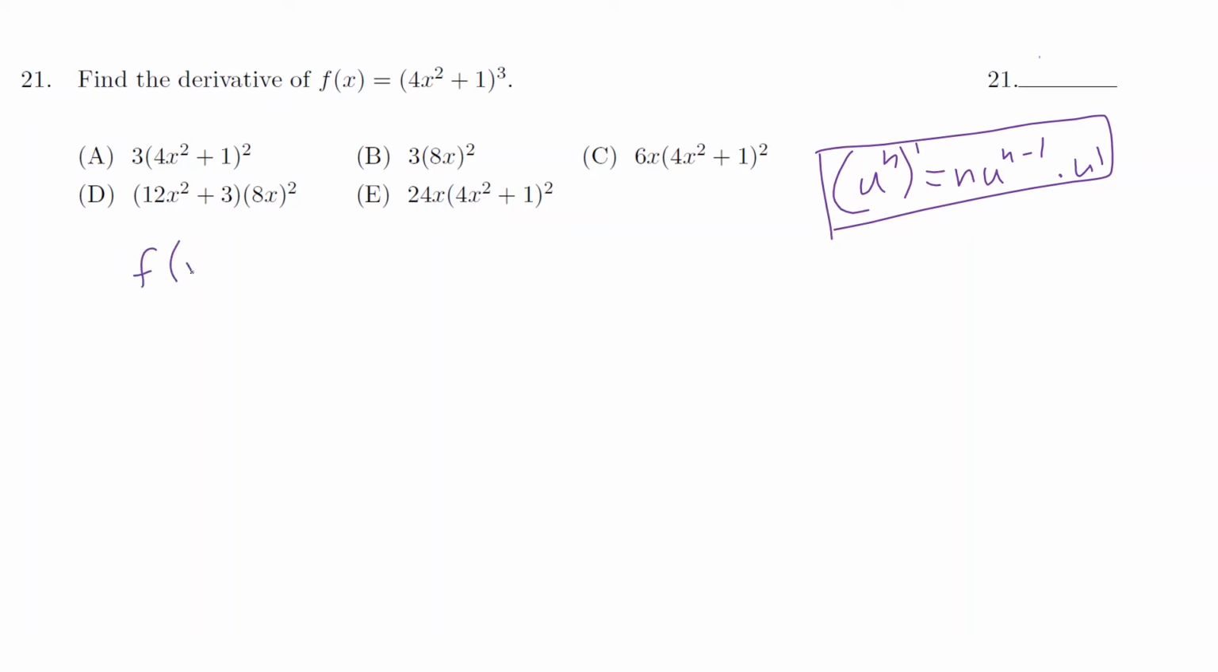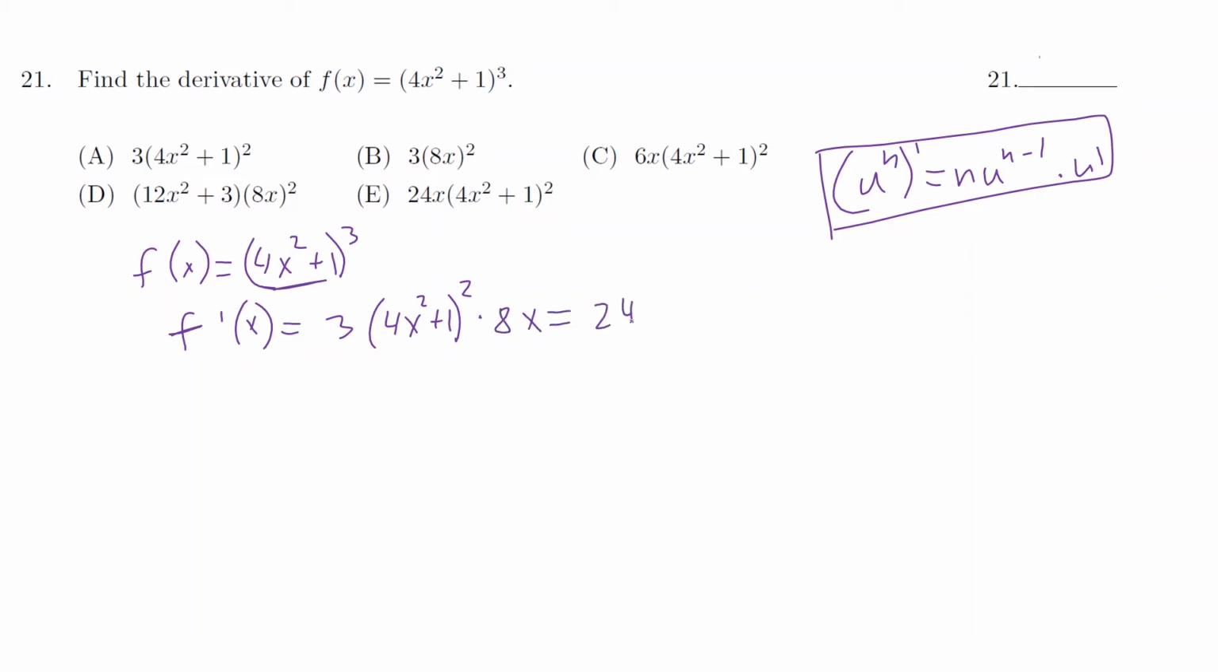So f of x equals (4x squared plus 1) cubed. f prime of x equals 3 times (4x squared plus 1) to the power of 2 times the derivative of this. The derivative of that is 8x. So therefore, this is equal to 24x times (4x squared plus 1), everything squared. Seems like the answer is E. Chain rule typically is very difficult. In theory, it's being taught in a terrible way, typically. But if you know this simple formula right here, you can ace it. You can ace these questions.